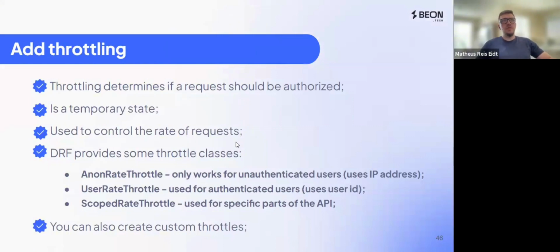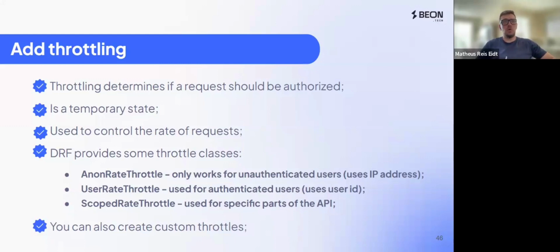Another thing I want to talk to you about is throttling. Before I start, keep in mind that the throttle provided by Django REST Framework is not intended to be used for security purposes. It's only available to control the rate of requests on your API. So throttle will determine if a request should or should not be authorized for a client, and it will be a temporary state. For example, if the client repeats the same request after some time, it can be authorized if it was previously denied.